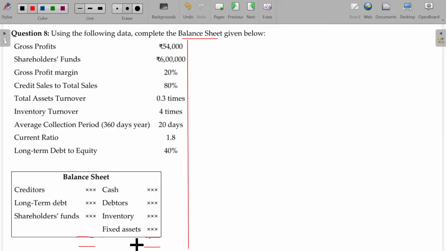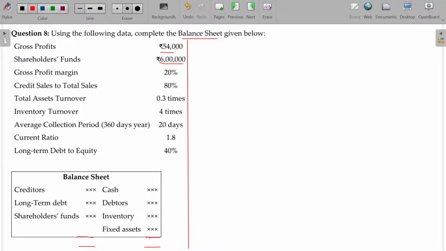In the balance sheet, like I said, we have creditors, long-term debt, and shareholders' funds. In the asset side, cash, debtors, inventory, fixed assets. 7 items to be calculated. Only that. Is there any bank overdraft? No, sir. Do you want to calculate any payables like that? Information is there. No need to worry about it. See the approach here.